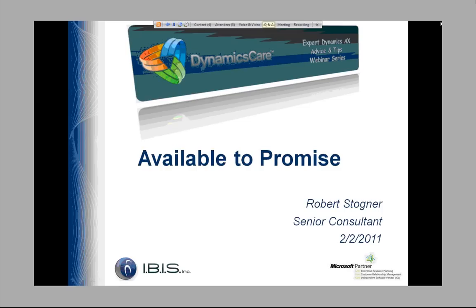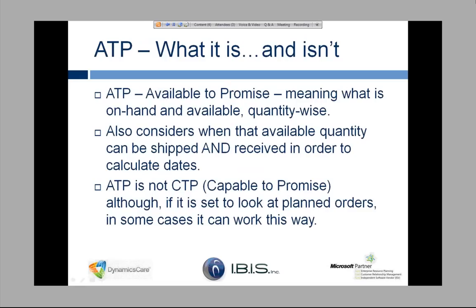As we get started here, I'm going to go through a couple of the things related to how to set up for using Available to Promise. One of those areas is just to talk about what Available to Promise is and what it isn't. ATP, or Available to Promise, meaning what is on hand and available quantity-wise. So it is looking at your on hand for the item in question when you're setting up a sales order. It also considers when that available quantity can be shipped and received in order to calculate the dates.